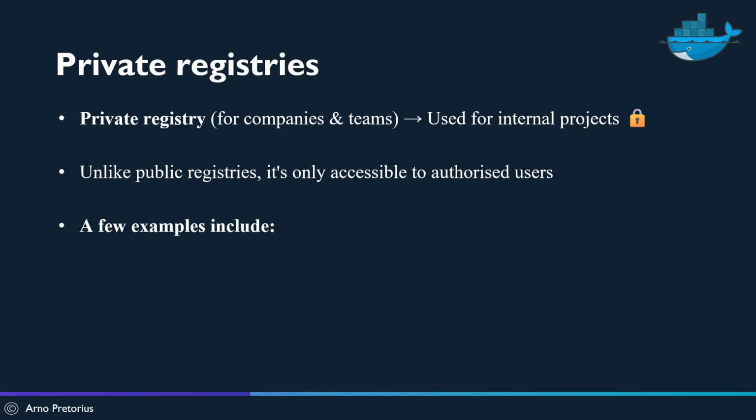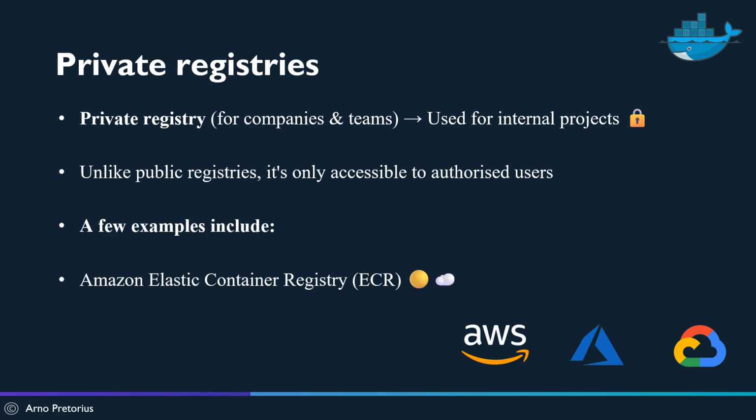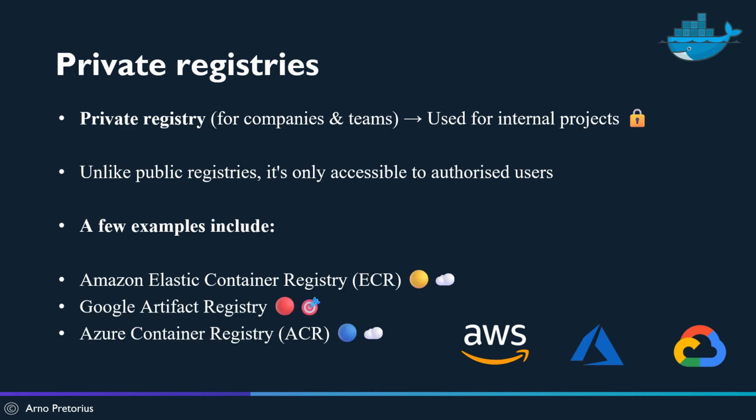Now, a few examples include the following, which would be Amazon Elastic Container Registry, commonly referred to as ECR. This allows you to go ahead and store your Docker images in a repository within the AWS ecosystem. You also get Google Artifact Registry, and you also get Azure Container Registry, referred to as ACR. So very similar wording in terms of ECR and ACR. All right, so that's all I wanted to mention in terms of the public and the private registries. We are going to take a look at Docker Hub, so stay tuned.